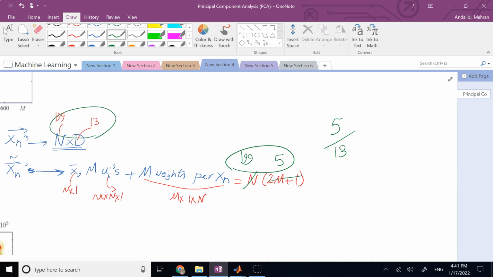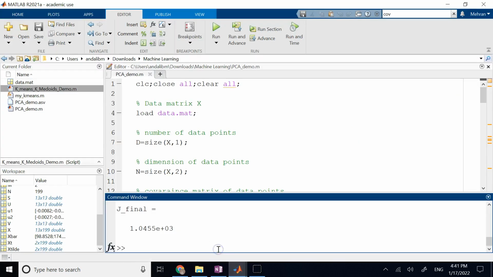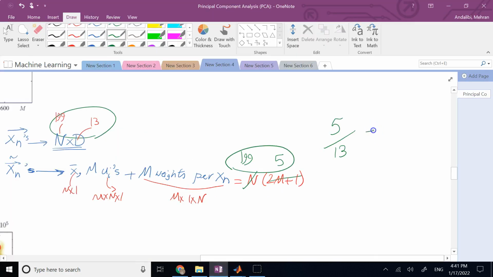You see? So if I want to do that here, 5/13, 38.5%. So I only need 38.5% of my original memory to store this data compared to what I had, right? This is a big compression, almost a compression of 3 to 1.